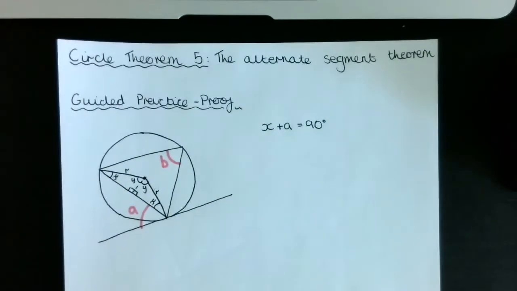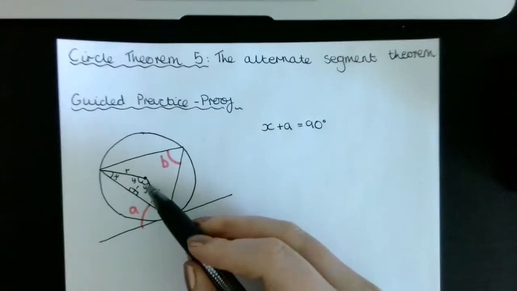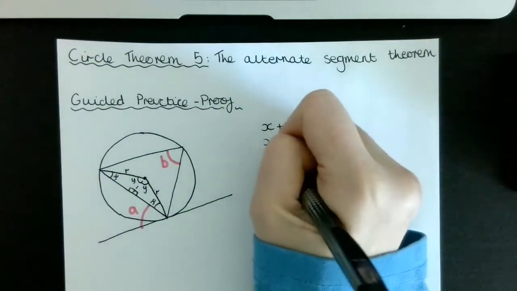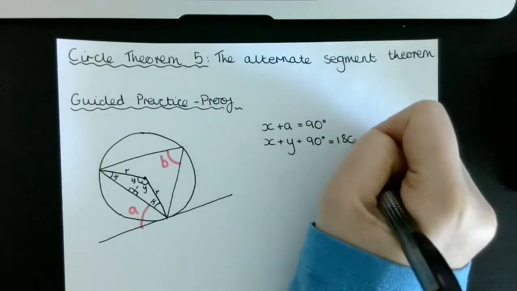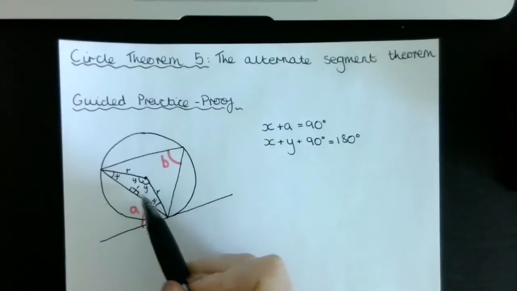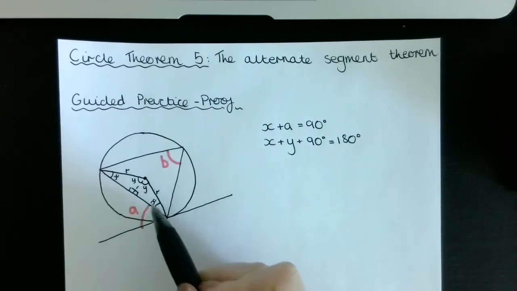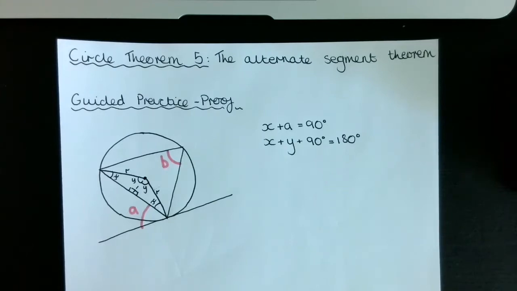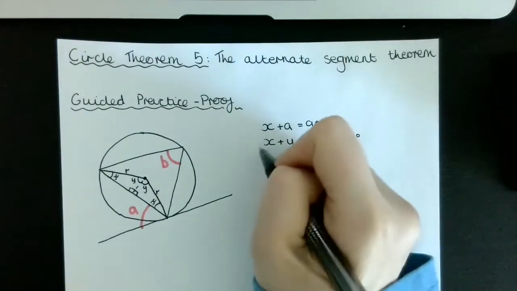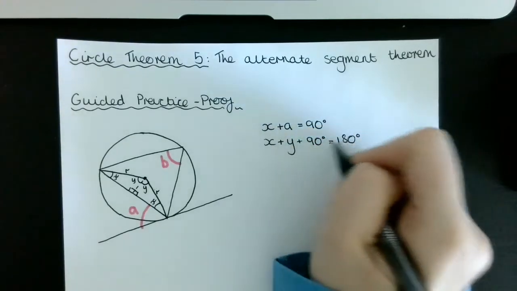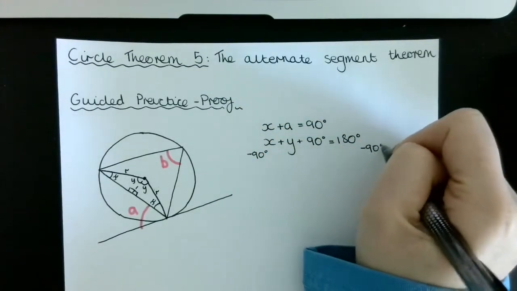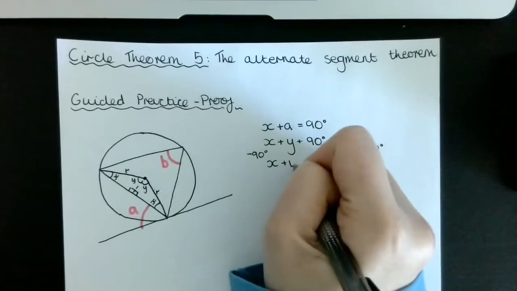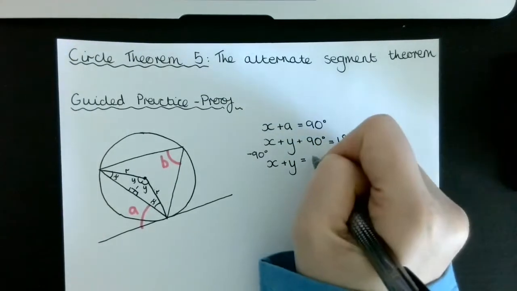I'm also going to use a property of the sum of angles in a triangle. I know that X plus Y plus 90 degrees is equal to 180 degrees because the sum of angles in a triangle is equal to 180. I'm going to subtract 90 from each side of this second equation here, and I get that X plus Y is equal to 90.